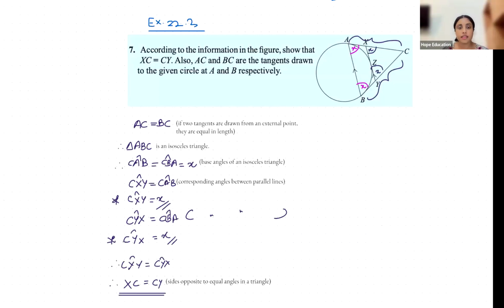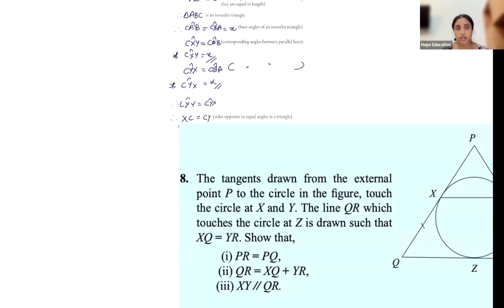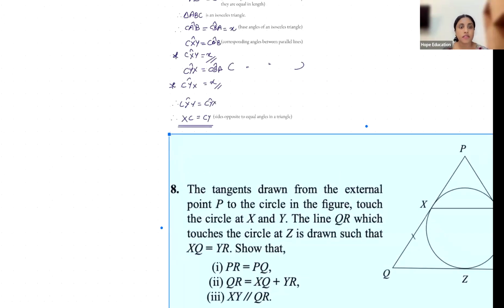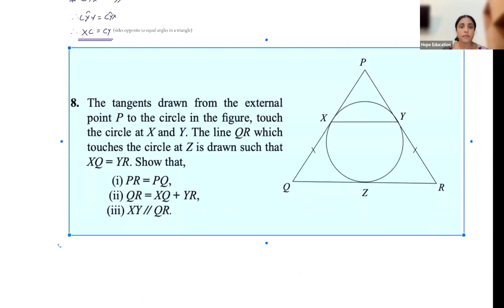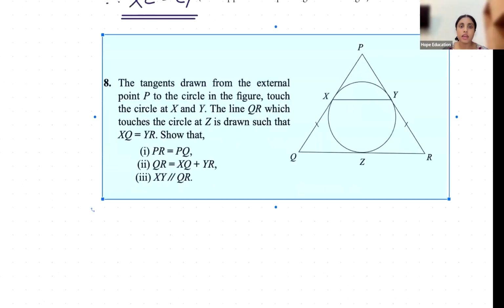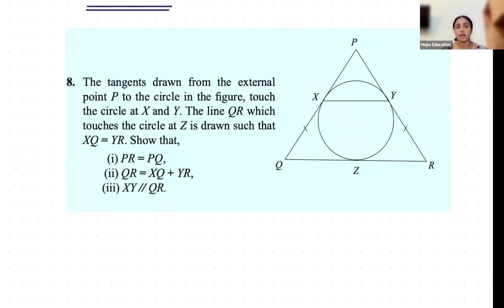Then the 8th question is also given there. In tangents we have a little bit more. We have the alternate segment. After that, tangents is over. Okay. So tangents drawn from the external point P to the circle given in the figure touch the circle at P and X.